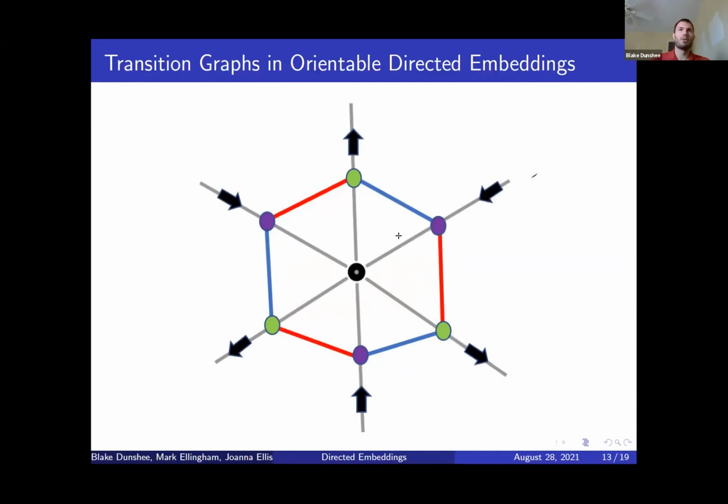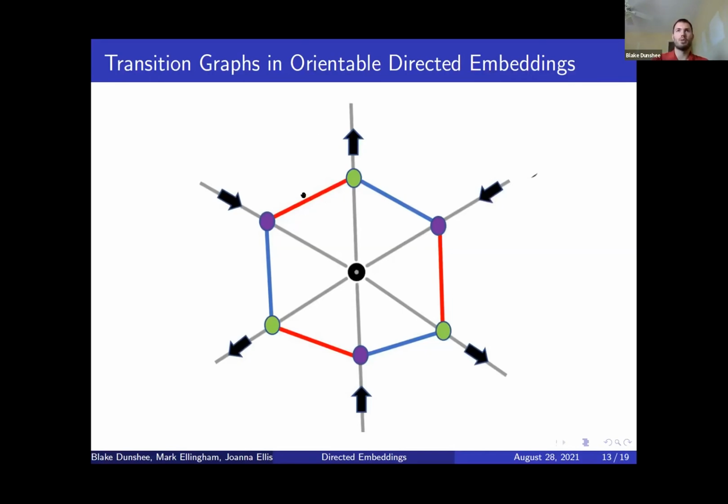And then we're also going to have a two coloring of the edges in the transition graph, which will correspond to the directions that we place on the walks in the actual embedding. So since we want this embedding to be orientable, we know that every edge in our embedding is traversed by a facial walk going in each direction with regards to the orientation.